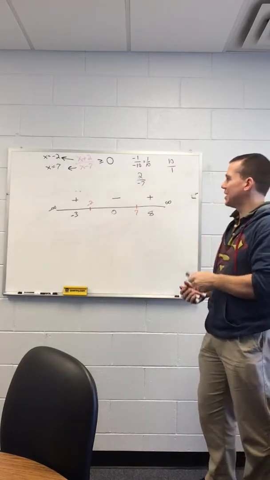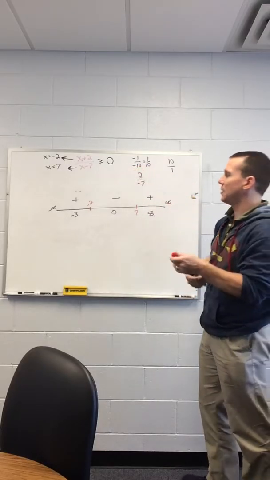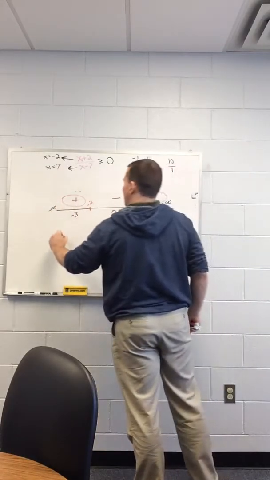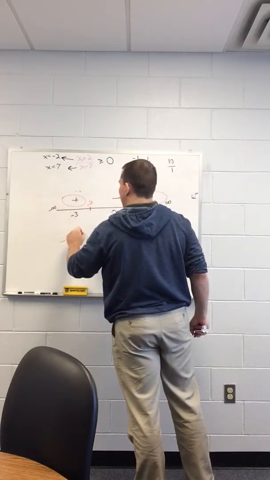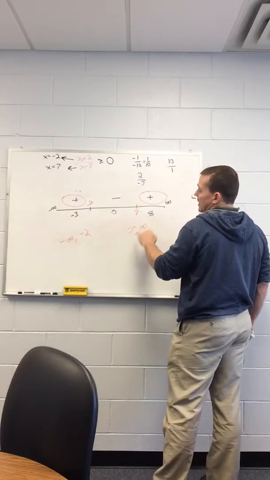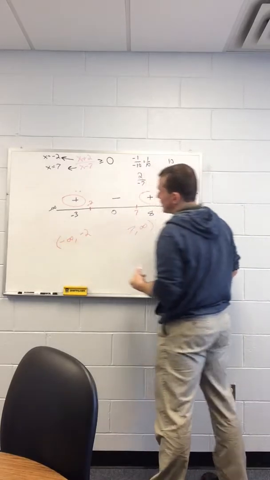Now I have my sign chart. Now I just figure out what I want. I want where it's greater than or equal to 0. It's positive here and positive here. So there are my intervals. Negative infinity to negative 2 and 7 to infinity. Now we just have to be careful with parentheses and brackets. The infinities obviously get parentheses.